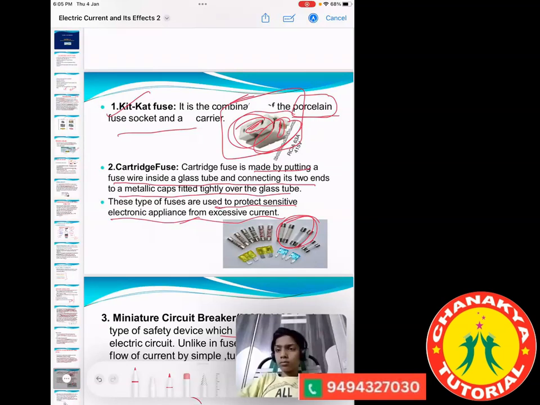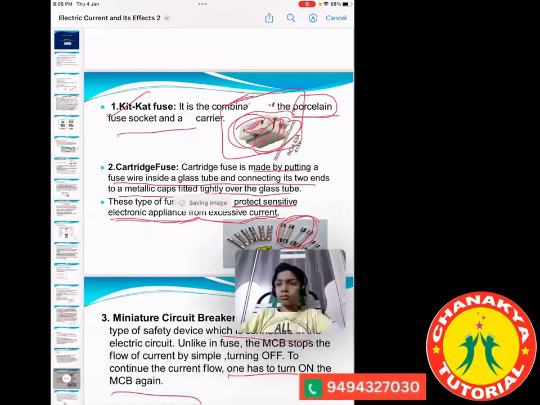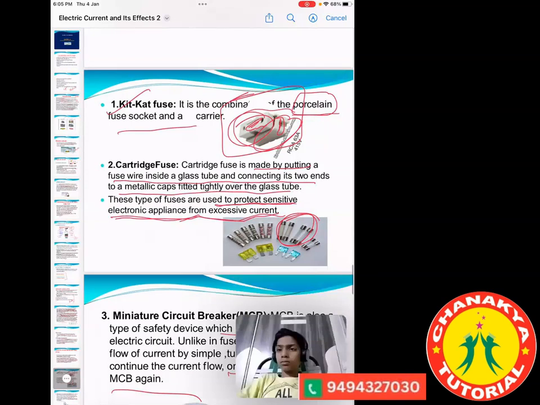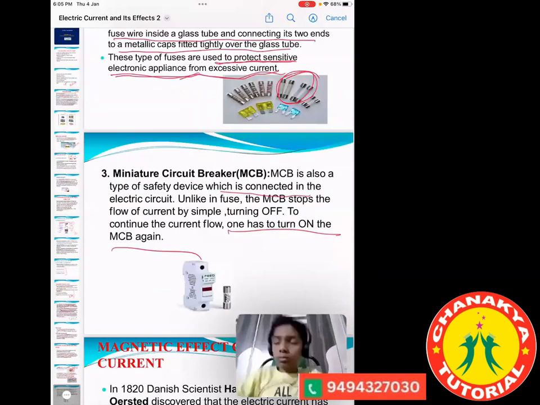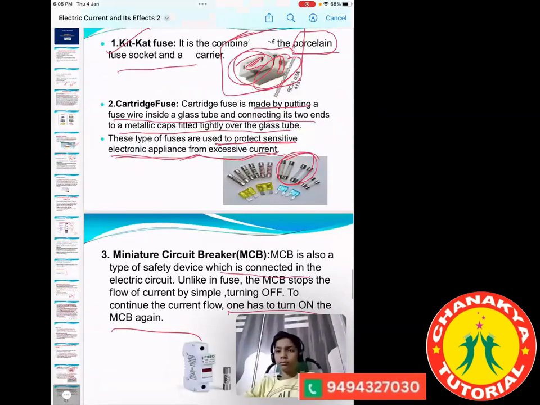This type of fuse is used to protect sensitive electronic appliances from excessive current. In most electrical appliances, if you open them, you can see that this kind of fuse is present, which is known as a cartridge fuse.